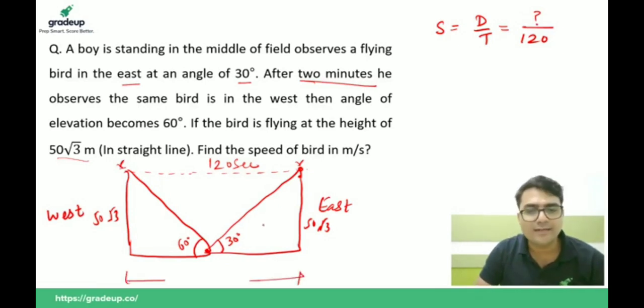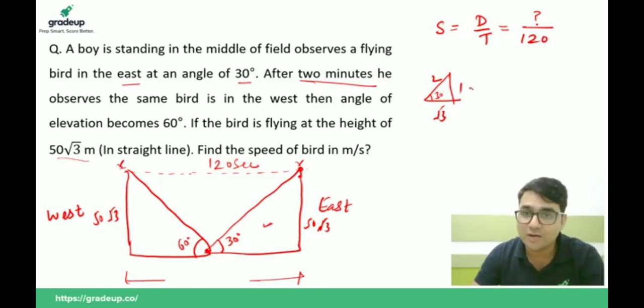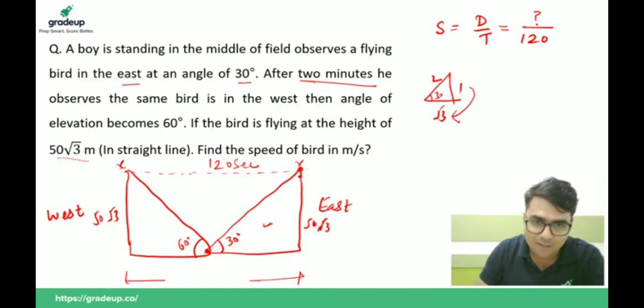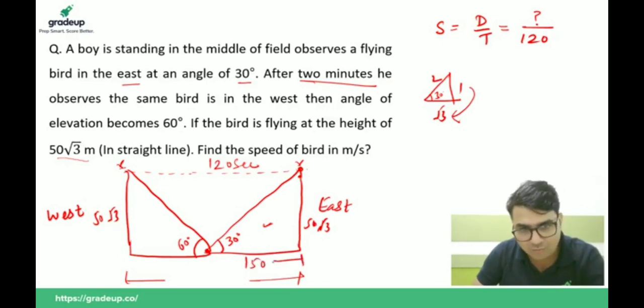In the 30 degree angle, what do we have? You can take 1, √3, 2. So if this is 1, this will be √3, that is multiplied by √3. Now if this is 50√3, then after multiplying by √3, this will be 150 meters.